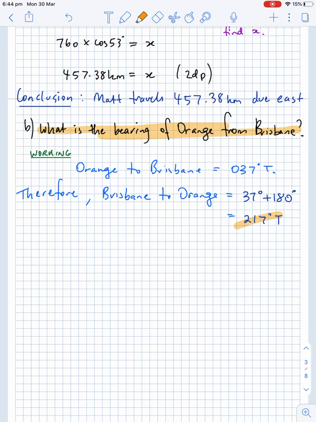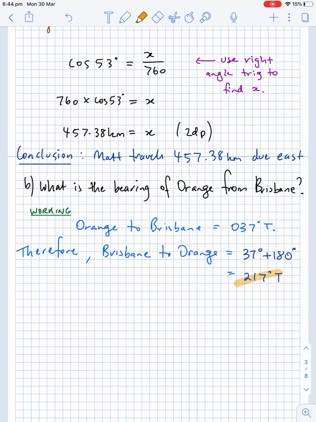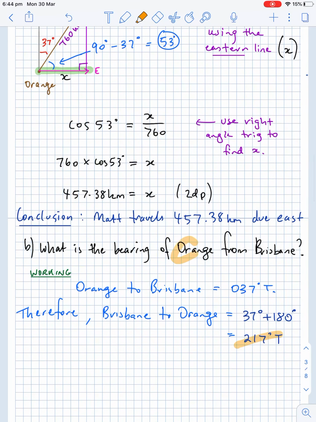Okay, so we need to be thinking to ourselves with this question. We're going from Brisbane to Orange. What is the bearing? So here, the idea is Brisbane is our starting position, and we're going from Brisbane to Orange. So we're going from this way to this way. What is the bearing? Well, we know the bearing from Orange to Brisbane. So going from here to here, we know that's 37 degrees.